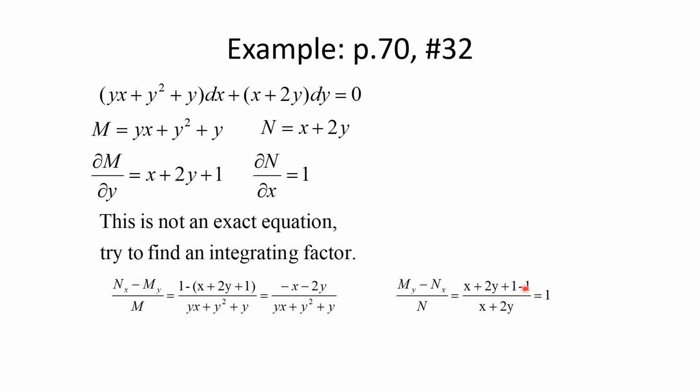Our 1's up here in the numerator will cancel each other out, so we're left with x plus 2y over x plus 2y, and so that'll simplify to give us 1. There are no y's in this simplification, so this is a function of x alone, or a constant, so we can use this to form our integrating factor. Our integrating factor is going to be e raised to the integral of that result, so e raised to the integral of 1 dx, which is going to give us e to the x.